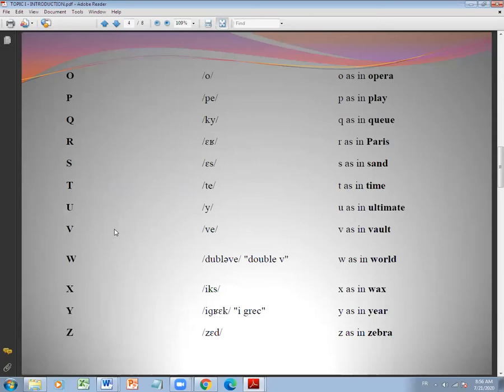T, then U, the same as in English, okay? U, V, okay? Then W. Why is it W? In French, the W has got the same sound as V in a word. So it is V twice. So that's why I say W. You get that? W. It is VV. You see, VV. You get that? So V.